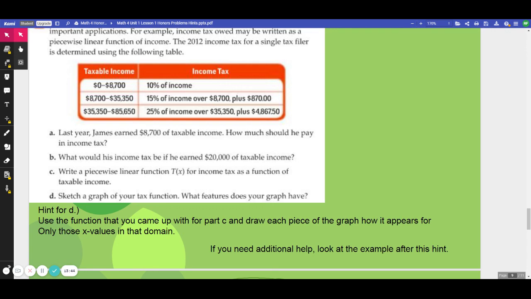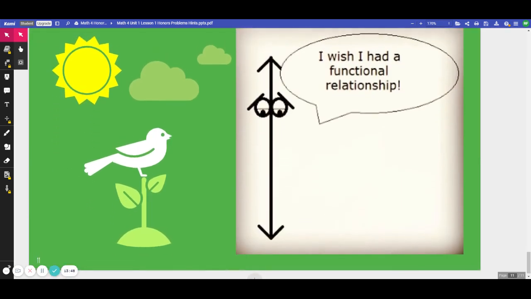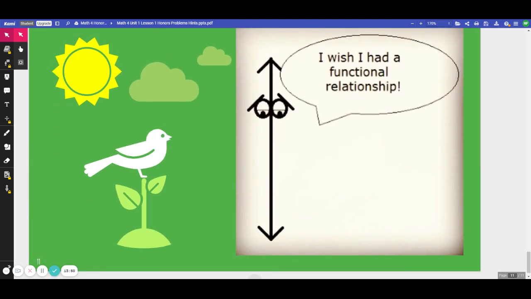Okay. All right. And I'm going to end with a little cartoon for you guys. This poor little vertical line wishes he had a functional relationship.